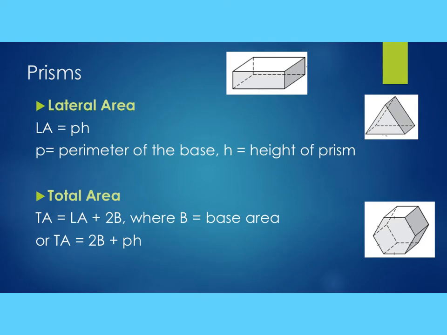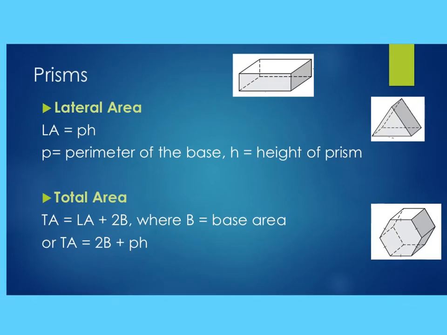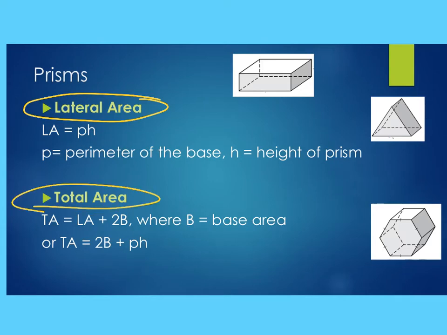The lateral area, which again is the area of all the lateral faces, so not the bases included, is equal to the perimeter times the height. So the perimeter of the base times the height of your prism. And then the total area is the lateral area plus 2 times B, and B stands for the base area. Or if you didn't find the lateral area first, then you can go straight to total area by 2B plus PH.